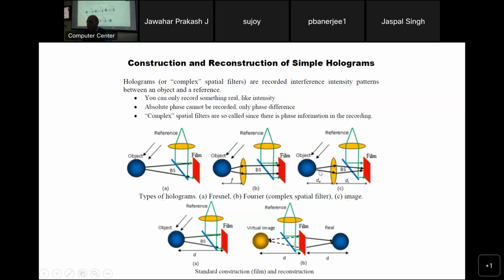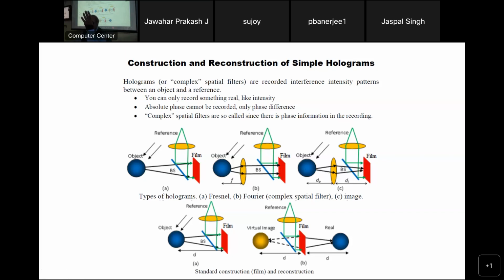And then, of course, you can also do an image hologram. It's called a complex spatial filter, because this is one way you can actually record the Fourier transform of whatever light is scattered from the object. So what is recorded on the film is a pattern which is proportional to the Fourier transform of the object.